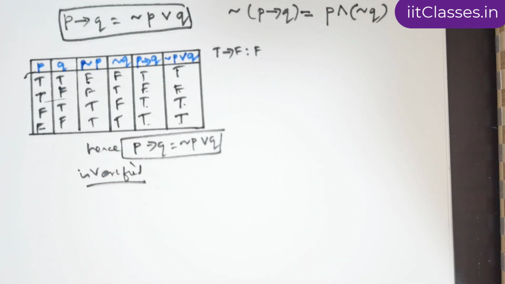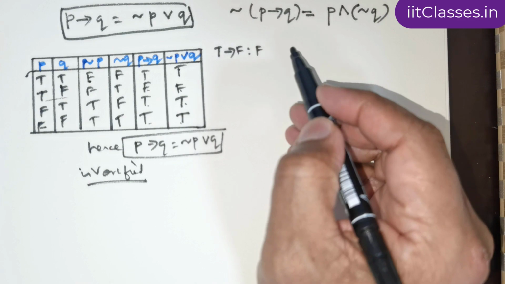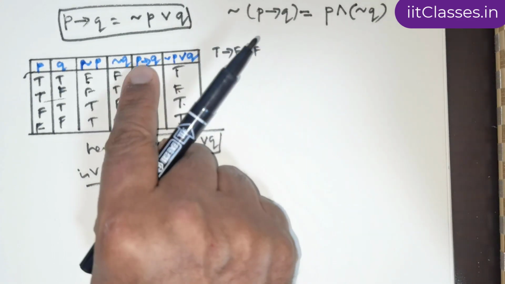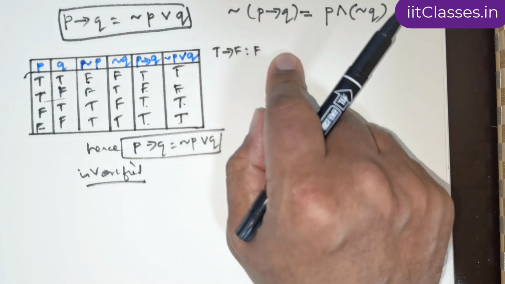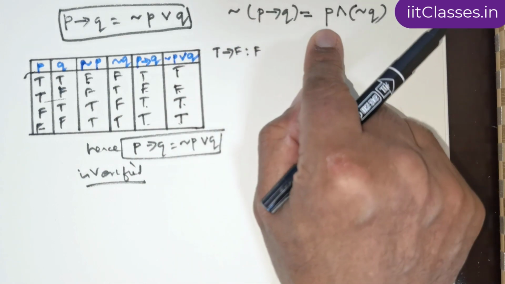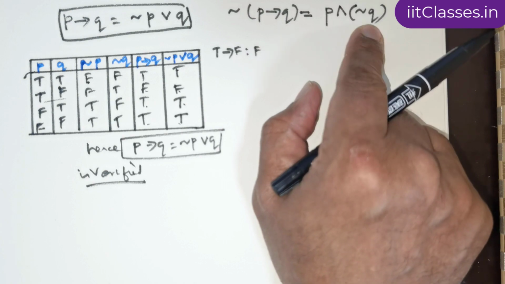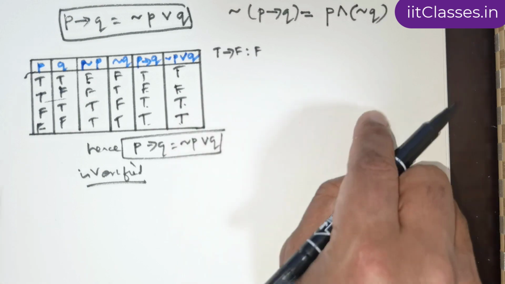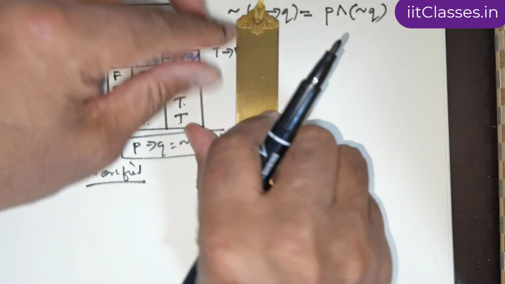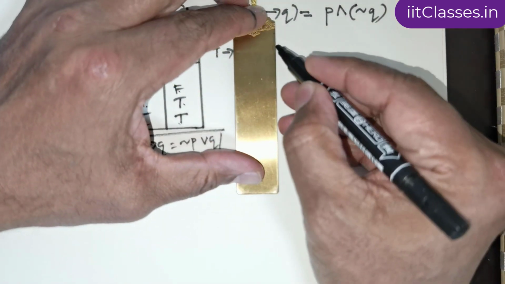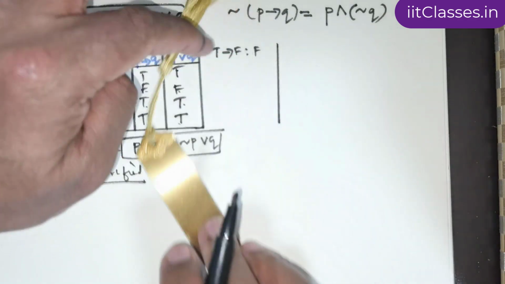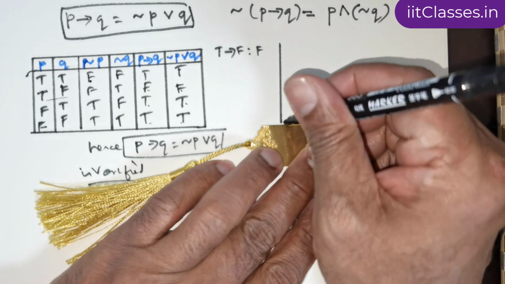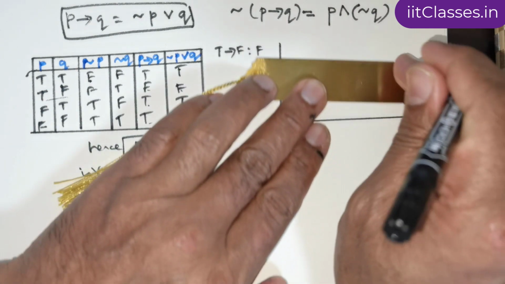Now the next verification is this. We have to show that negation of P conditional Q is equal to P conjunction of negation of Q. So what I will do is I will just stretch the table. If I would not have placed this, it would have been really good. The outcome would be crisper and neat.